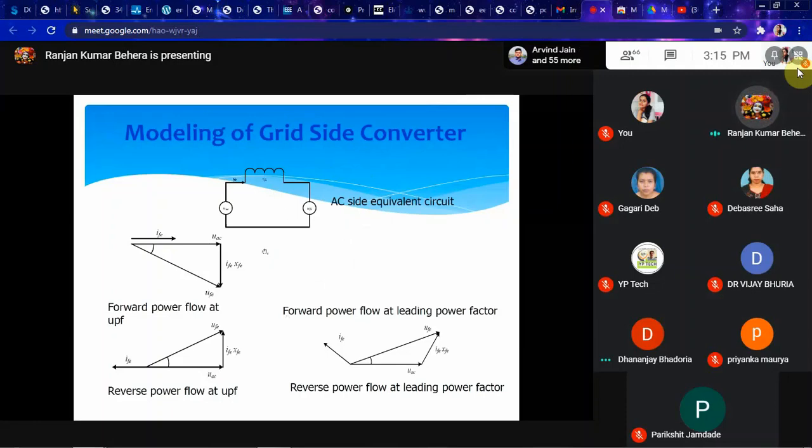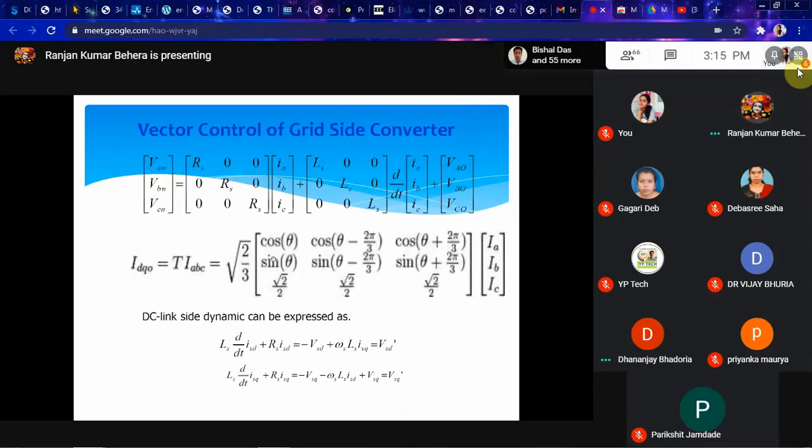And if you see here, the input and output V both have the same frequency. That's why it is sometimes called synchronous frequency regulation. And you can operate at any desired power factor. You can operate at unity power factor, at leading power factor, and at zero power factor. So the vector control variables are VAN, VBN, and VCN.